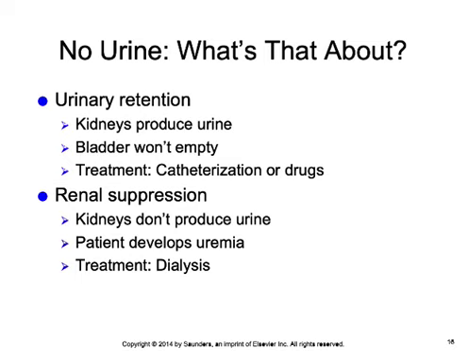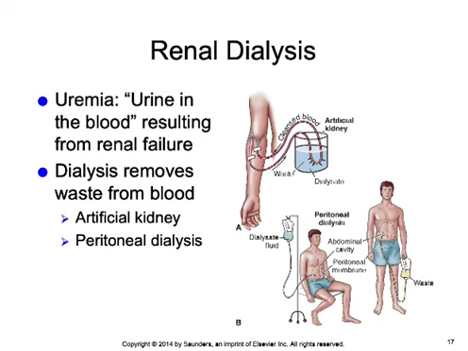The danger, of course, is that if this continues, you build up urine in the blood, and that's called uremia, and that can lead to coma and death. Urine in the blood resulting from renal failure has to be dealt with through dialysis. This is basically an artificial kidney.